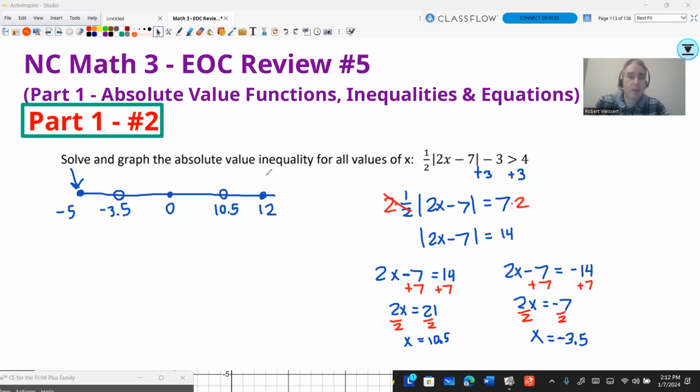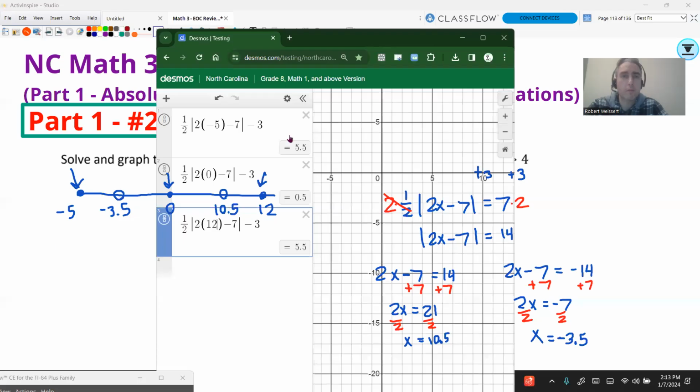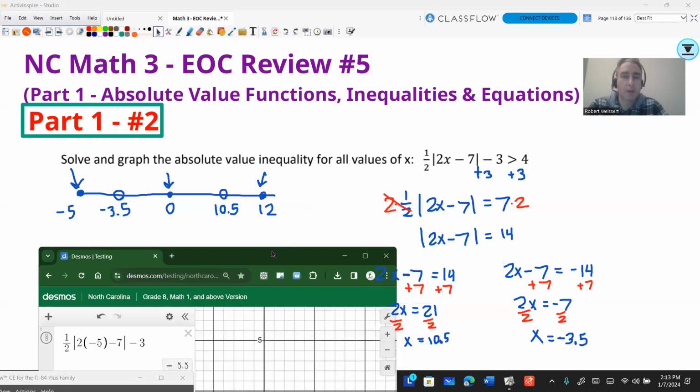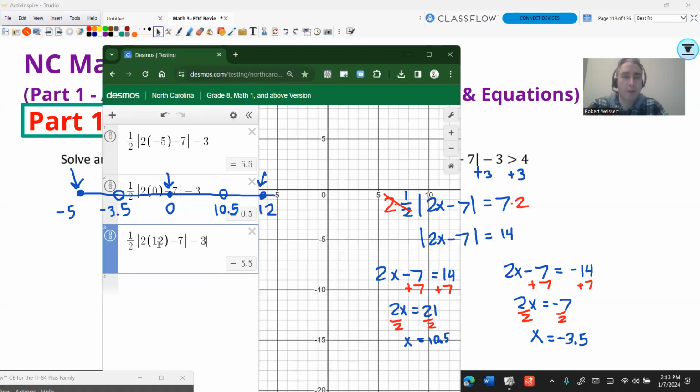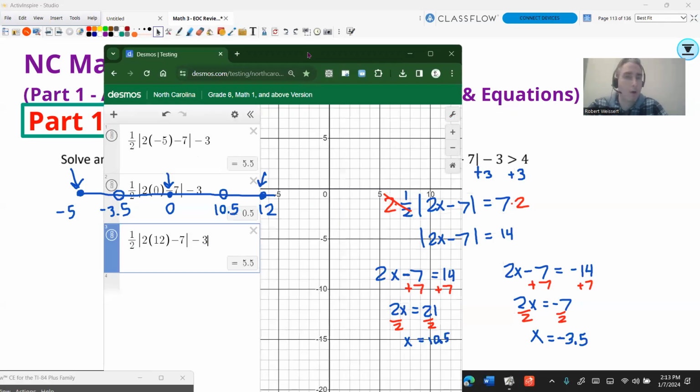Either these 2 are going to work on the outside, or the 0 is going to work on the inside, but it's not going to be all 3. So we can go back and we can test our values. If I plug in a -5 into here, I get a 5.5. And 5.5 is actually greater than 4. So that's actually a legitimate answer. If I plug in, let's say 12 in there, I also get 5.5. So 12 works, but the number in the middle, 0, does not work.